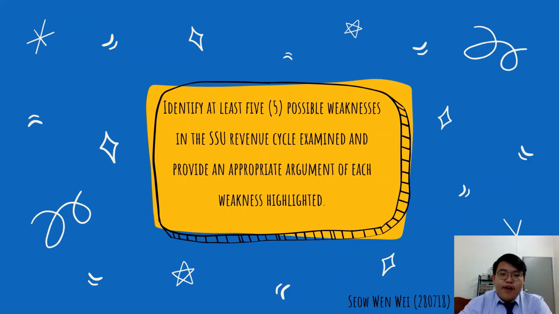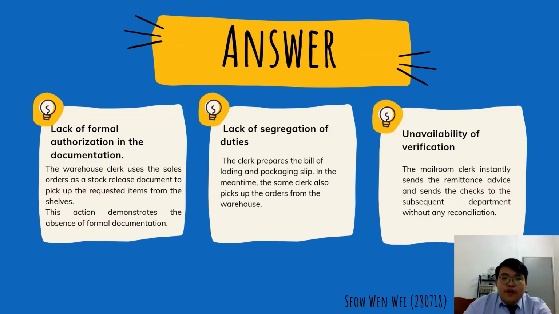Identify at least 5 possible weaknesses in the SSU revenue cycle examined and provide an appropriate argument for each weakness highlighted. In the SSU revenue cycle, the first weakness is the lack of formal authorizations in the documentations. The warehouse clerk used the sales order as a stock release document to pick up the requested items from the sale. These actions demonstrate the absence of formal documentations.